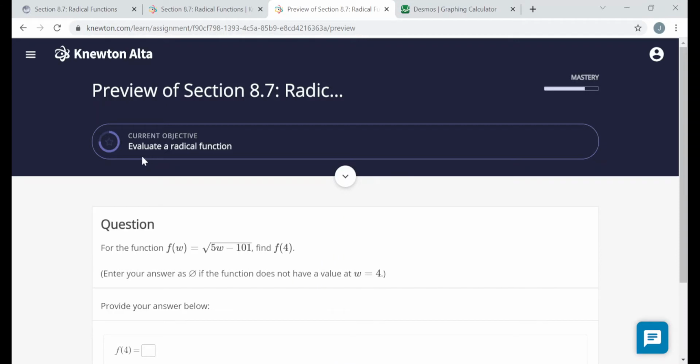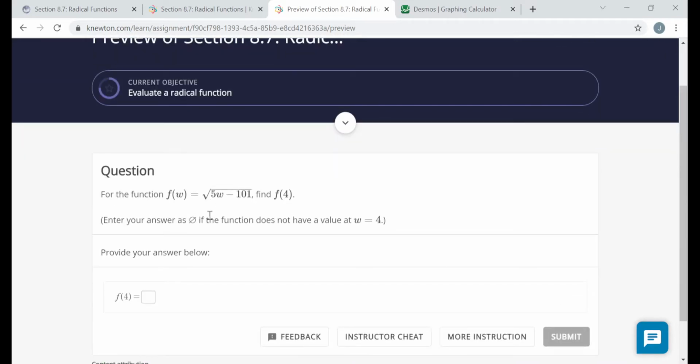One final question looks like on this same objective, evaluate a radical function. I'm not even going to write this one out. I'll just talk it out. Hopefully you understand. So we have f of w is equal to the square root of 5w minus 101. So another even root. So I'm hoping that when I plug a number in, I don't get a negative radicand. Well, we're asked to plug in 4, right? What's f of 4? Well, replace w with 4. You'd have 5 times 4, which is 20, minus 101 would be negative 81.